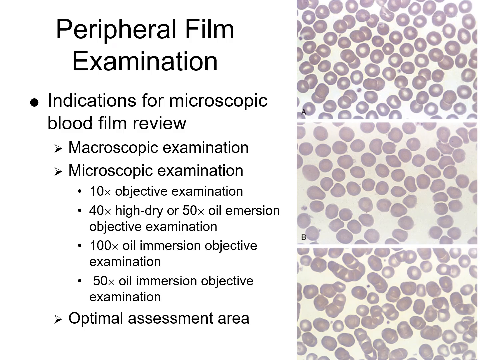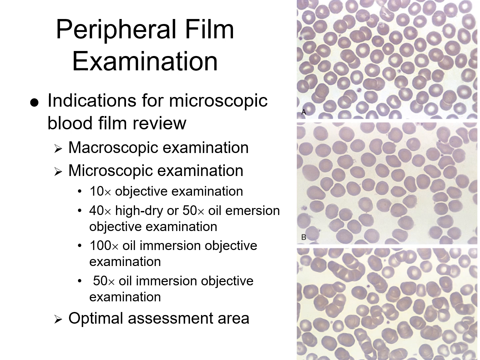A microscopic examination of peripheral blood films is essential for confirming automated results, identifying abnormal cells, and diagnosing hematologic disorders. So first, you're going to do a macroscopic examination. This is the initial visual inspection of the blood smear for uniformity, thickness, color, and presence of clots or artifacts, which will help guide further microscopic evaluation.